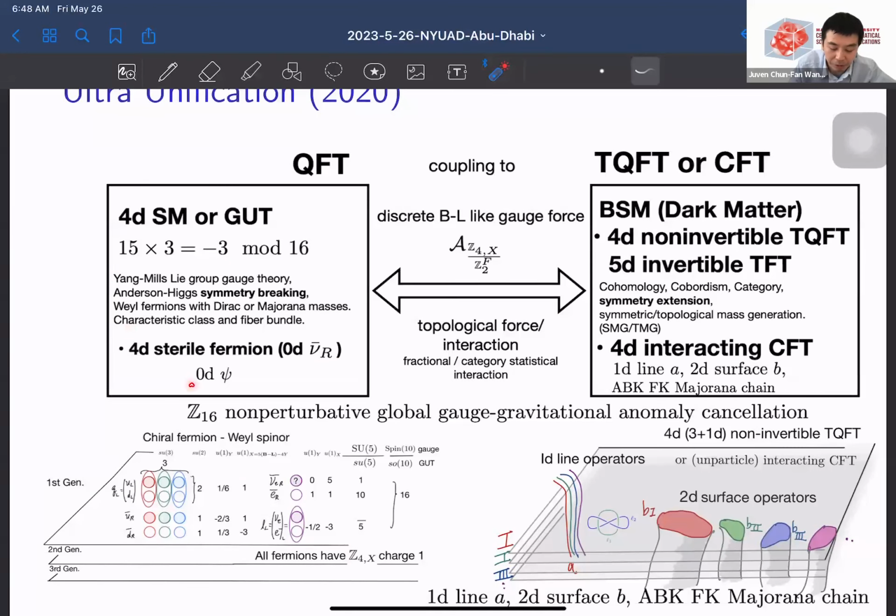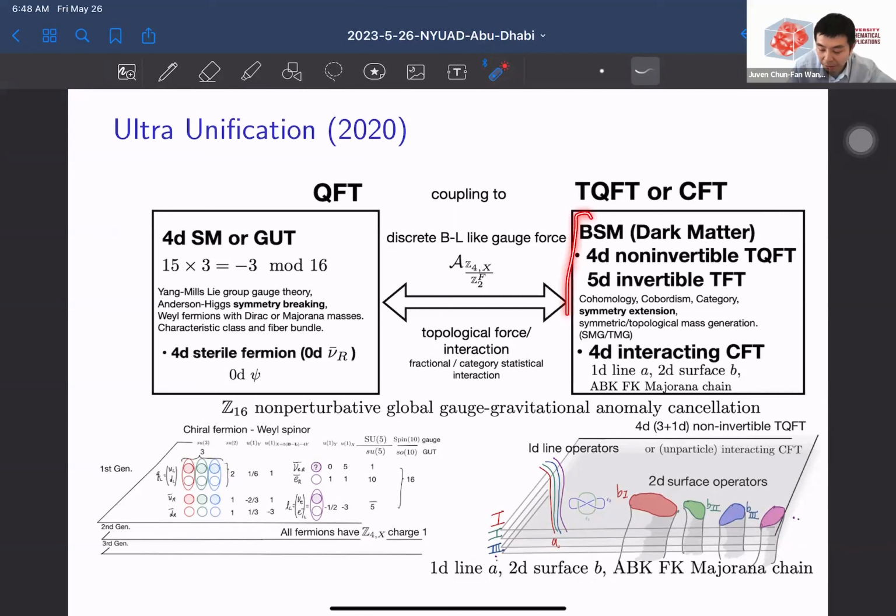And the missing piece of a right-handed neutrino may or may not be there for some family, but the hidden sectors are described by TQFT, non-invertible or invertible in 4D and 5D, and construction involving something called symmetry extensions, and there are tools like cohomology, cobordism, and category to describe them. The mass mechanism can also be very different, more interacting, and there are possible CFT sectors as well, and altogether I'll talk through topological interactions, and they are meant to cancel this global anomaly.